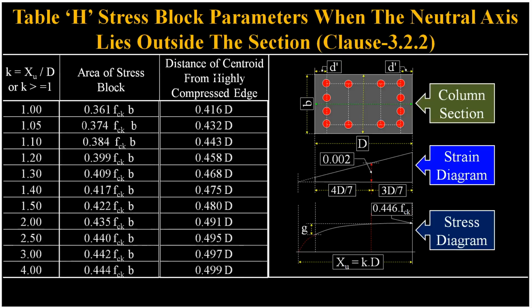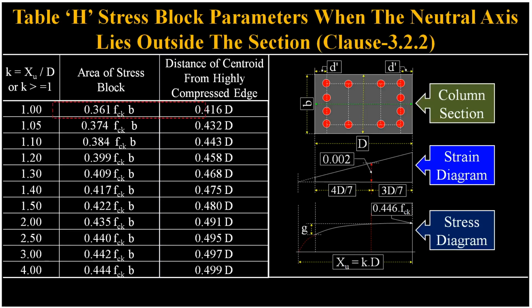Calculating the resultant force and its centroid becomes complex. To simplify this, the SP16 handbook provides Table H. This table gives the simplified expressions for the area of the stress block and the distance of the centroid of the compressive force, Cu, from the highly compressed edge, based on the ratio K.